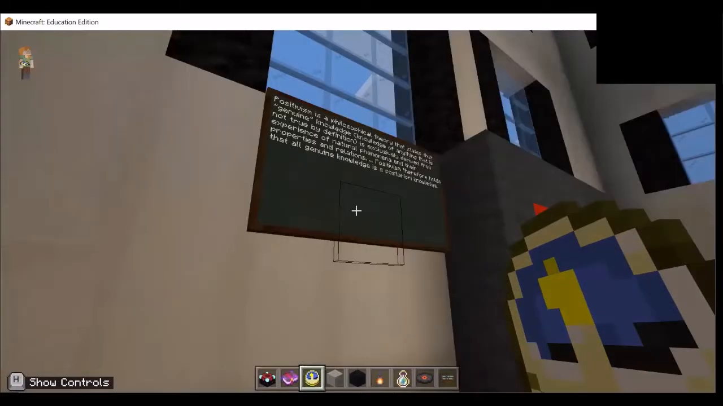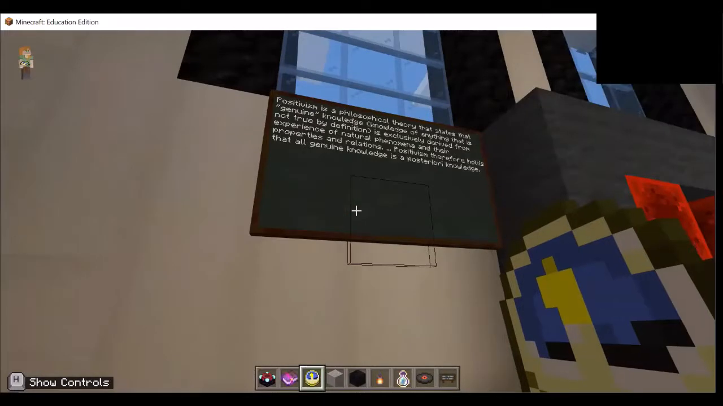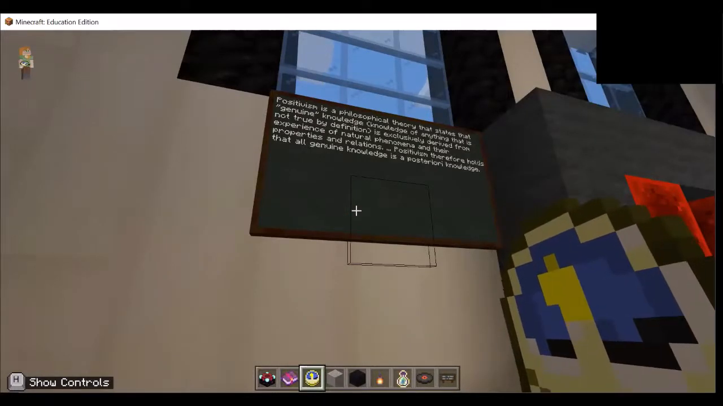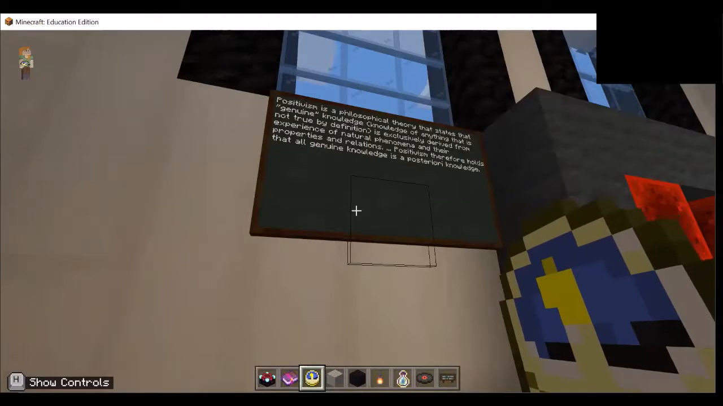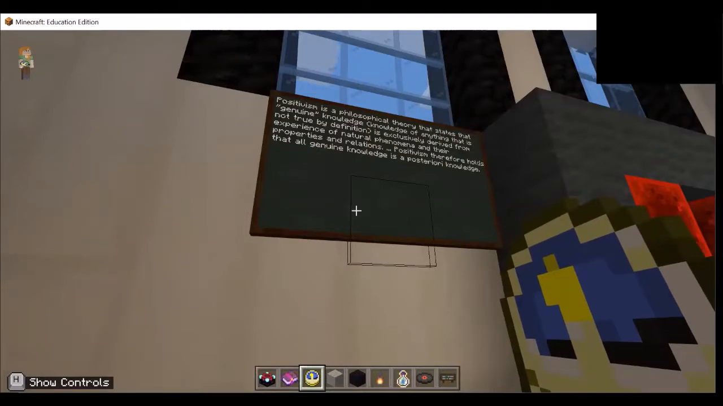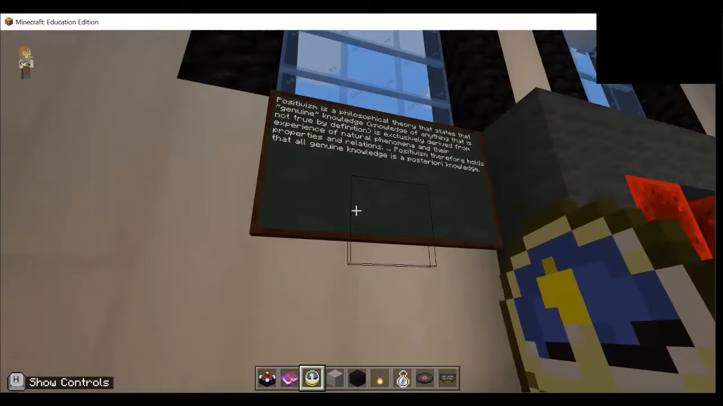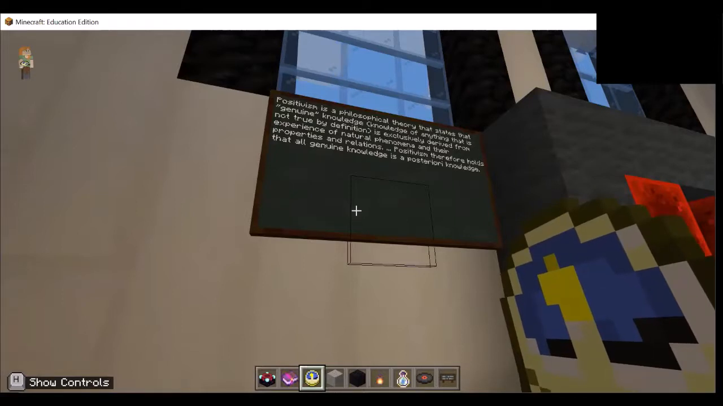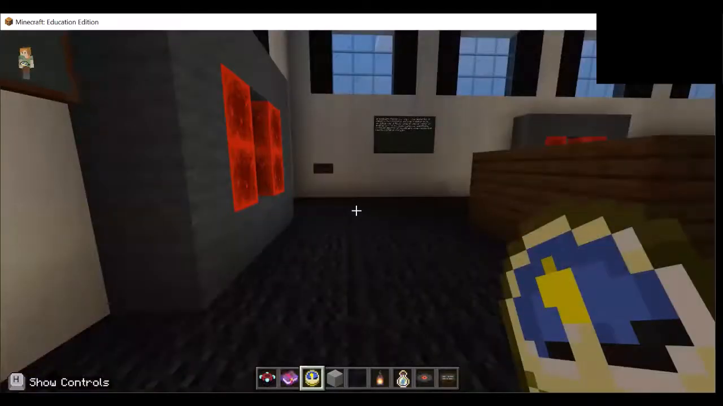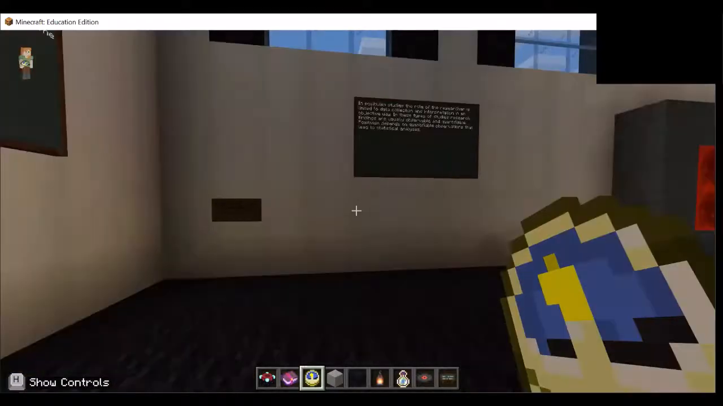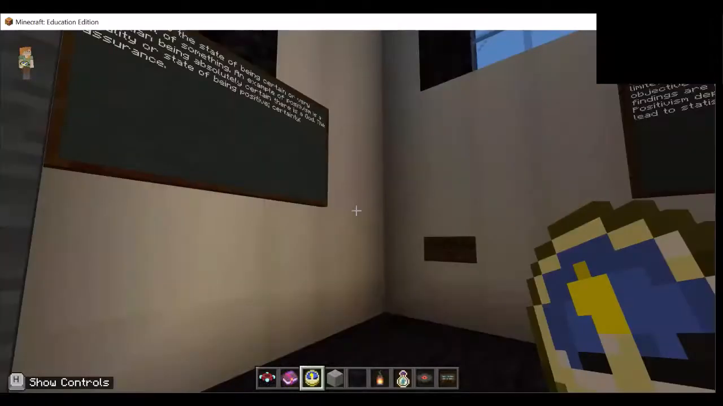So this poster tells us that positivism is a philosophical theory that states that genuine knowledge, or knowledge of anything that is not true by definition, is exclusively derived from experience of natural phenomena and their properties and relations. Positivism therefore holds that all genuine knowledge is a posteriori knowledge. I am using the onion ring to teach on research methodology.